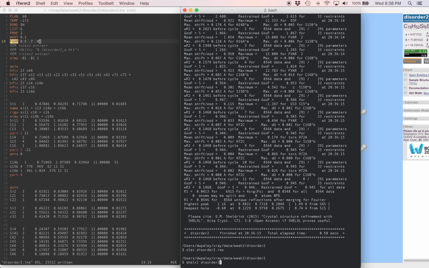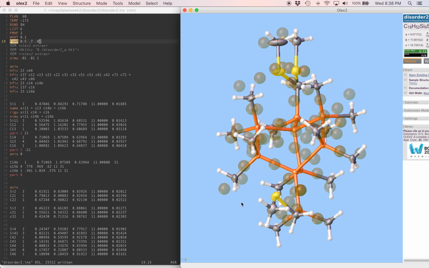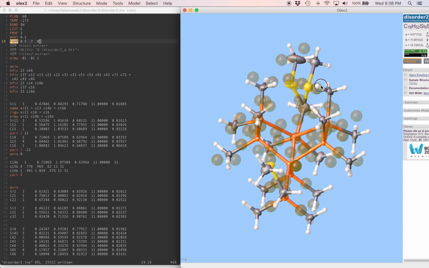Save this. We're going to keep an eye on the R factor and just make sure that it doesn't skyrocket when we take parameters out of the model like this. So right now we're at 5.46%, and we'll see how it changes. It went up to 5.47%. That's nothing to worry about. And our model looks a lot more reasonable now.